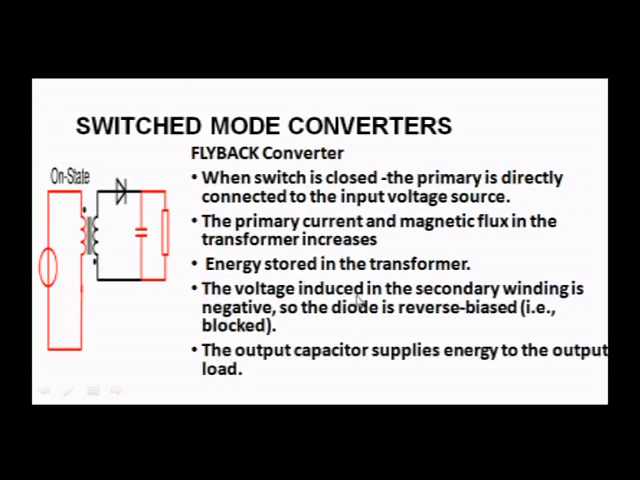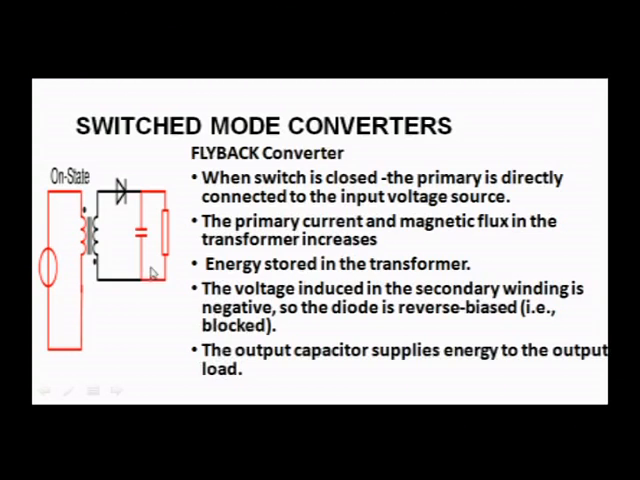Okay, the voltage induced in the secondary winding is negative. Please see the dots. The dot here means it is positive on the upper side of the winding, and the dot here means it is positive here. So, it is negative here. So, please see, the voltage induced in the secondary winding is negative, which means the diode is reverse biased. So, the diode will never conduct, correct.